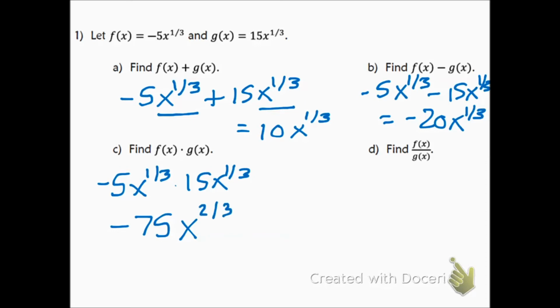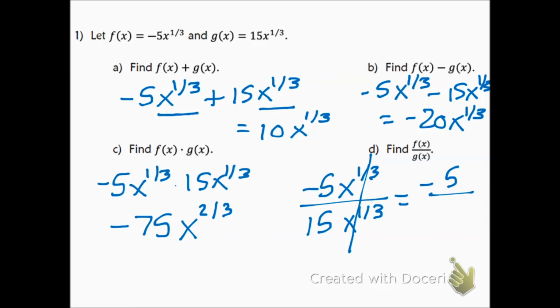And then on the last one here, I'm dividing, so I'm taking my negative 5x to the 1/3, dividing it by the 15x to the 1/3. But then I notice that I have x to the 1/3 over x to the 1/3, and anything divided by itself is 1, so x to the 1/3 divided by x to the 1/3 is effectively 1, so I can get rid of that. So I just have negative 5 over 15, reducing, I get negative 1/3.